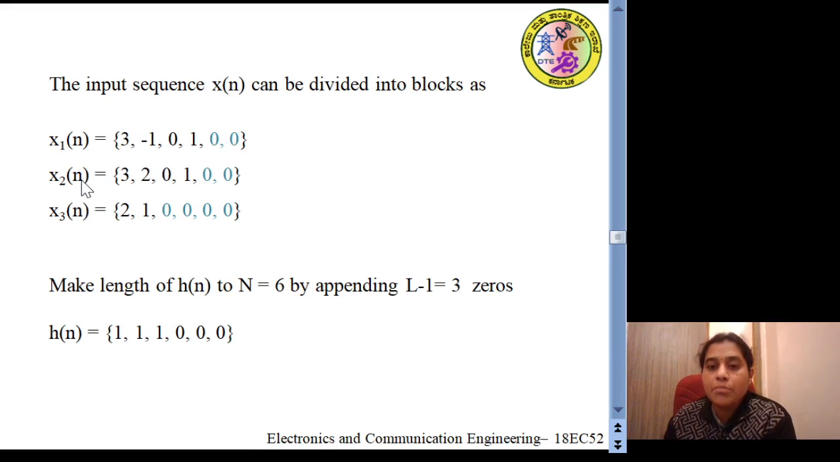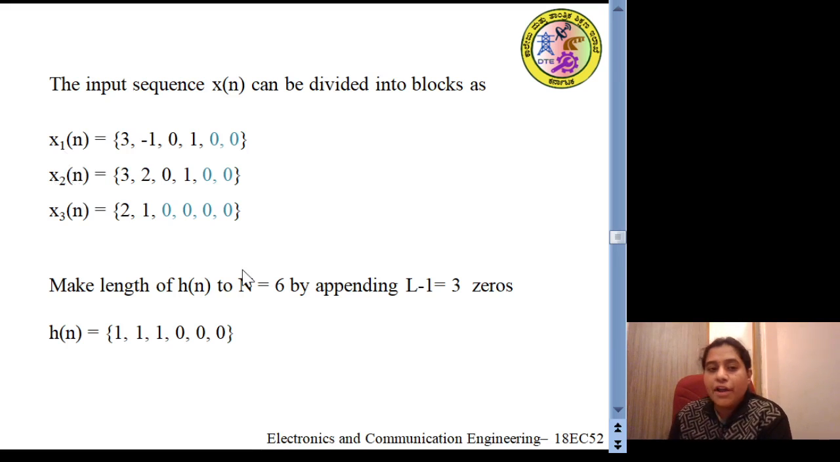x2 of n, the second block of input, we obtain by first considering L number of samples appended with M minus 1 number of zeros. So 3 2 0 1 with 0 and 0 appended. Next, the remaining values, that is 2 and 1. To make the length of x3 of n equal to 6, we have to append 4 zeros at the end of this block. This is how we are dividing our long input sequence x of n into 3 blocks of input data, that is x1 of n, x2 of n and x3 of n.